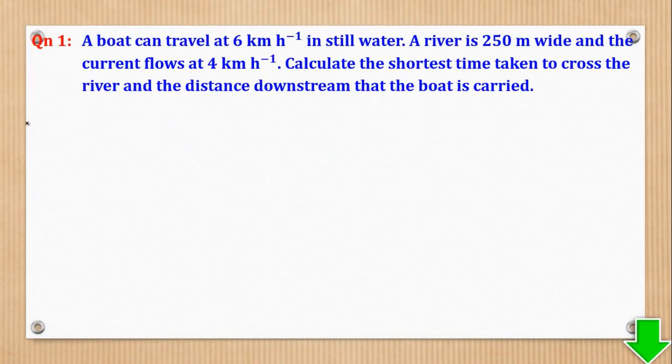So that we are going to this question. It says a boat can travel at 6 kilometers per hour in still water. A river is 250 meters wide, and the current flows at 4 kilometers per hour. Calculate the shortest time taken to cross the river and the distance downstream that the boat is carried.